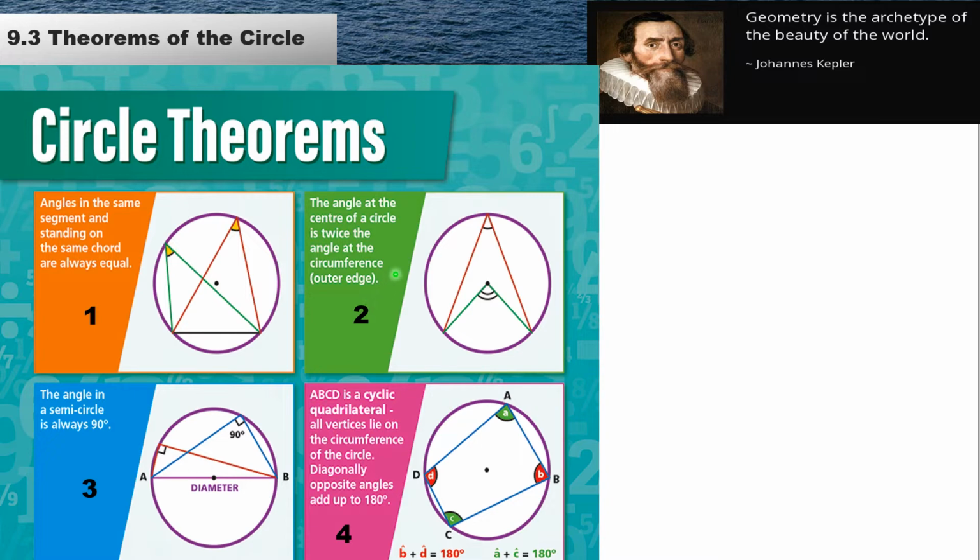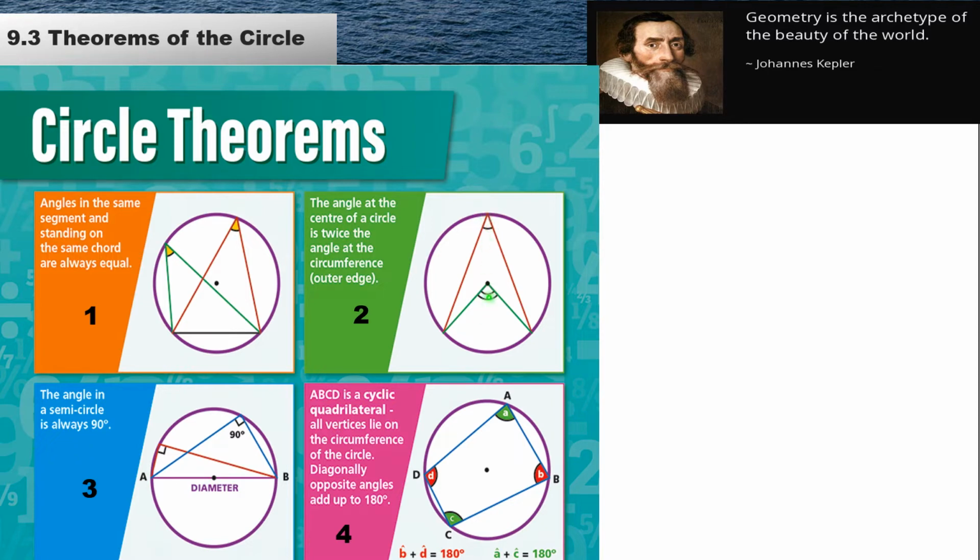So next we move to theorem 2, which says the angle at the center of a circle is twice the angle at the circumference. So what is the angle at the center? This is the angle at the center right here, all right? And that would be 2 times whatever this angle is.